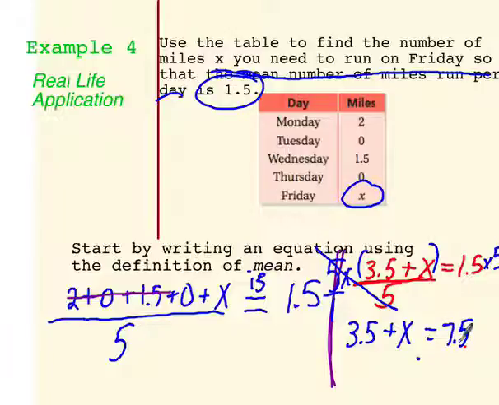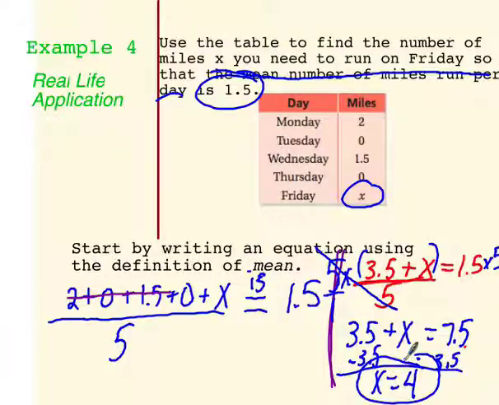So the first step was I multiplied. That's my first operation. My next operation is going to be subtracting. And we get x equals 4 miles. And it makes sense because you have 2 days that you did 0 miles. This needs to be a little higher to get your mean to be 1.5. It might help you to keep parentheses there, because you do have to add those first before you divide by 5. Maybe that'll help you see that those are together.